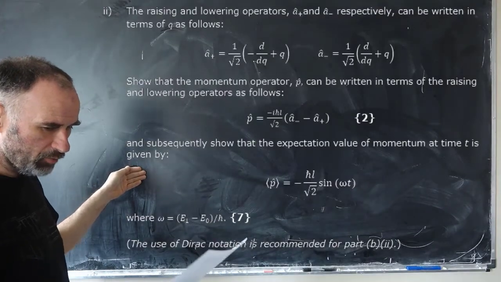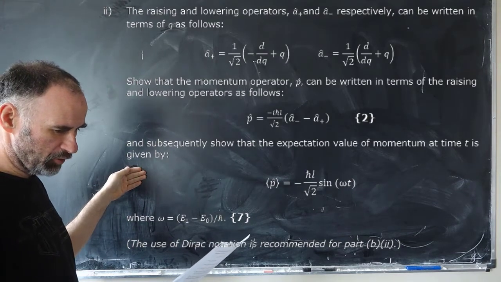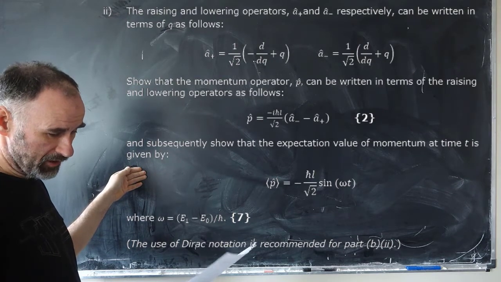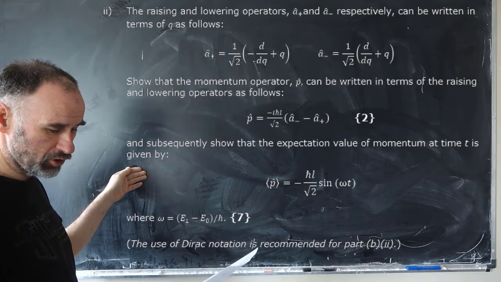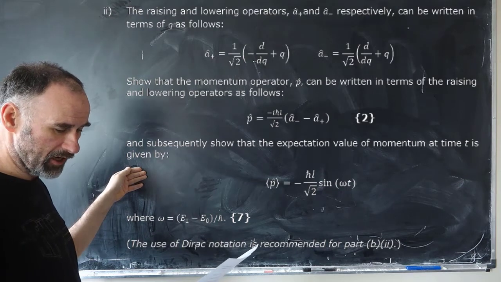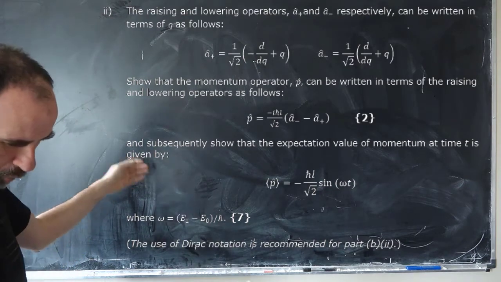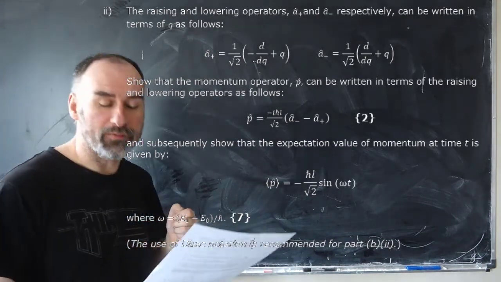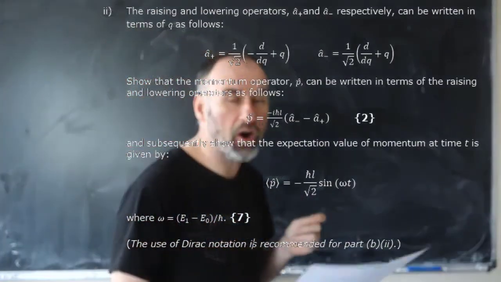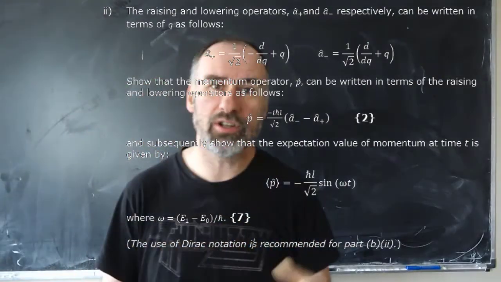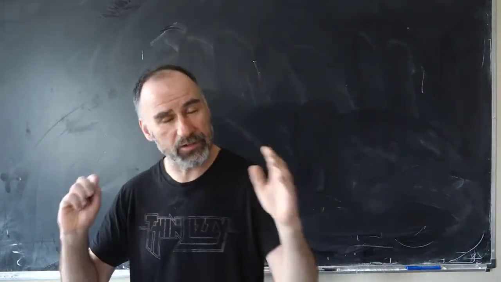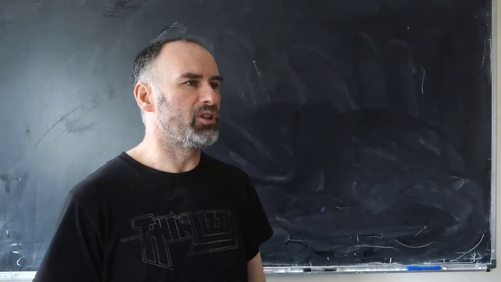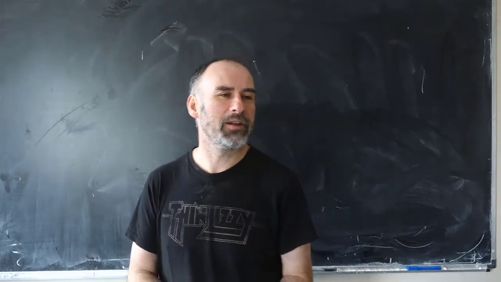Right, the raising and lowering operators, respectively, can be written in terms of Q as follows. Show that the momentum operator can be written in terms of those, and then subsequently show that the expectation value of momentum at time t is given by that, where omega is equal to that. It even says at the bottom: use of Dirac notation is recommended for this part. Now you don't have to use Dirac notation. If you really want to go through the integrals, that's fine, and you work it all through and out pops the answer at the end, that's fine. But Dirac notation is recommended.